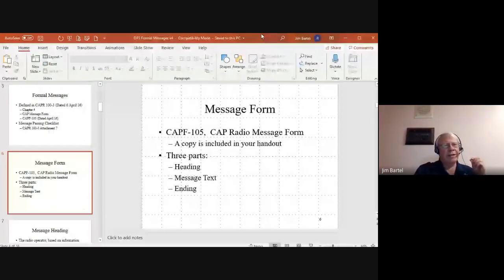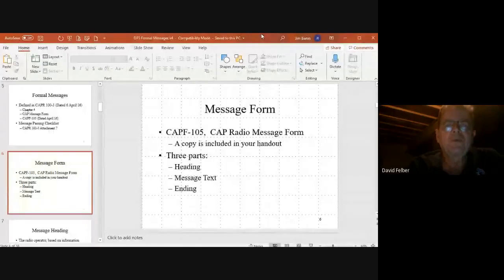We don't have a handout, so ignore that line. We're going to show you a picture of a CAP Form 105. You can download a blank CAP Form 105 from the CAP website, or just Google CAP Form 105 and you'll get a link to it. And you can have a blank copy.